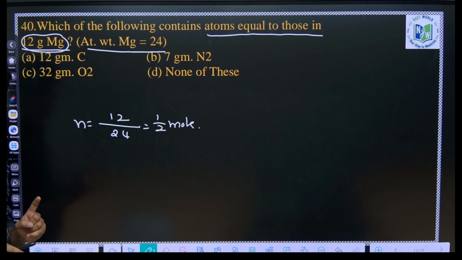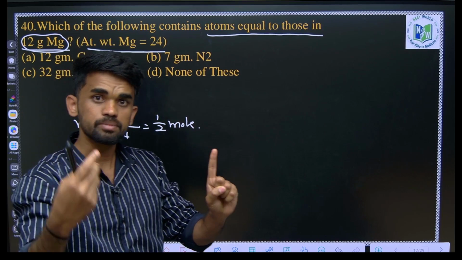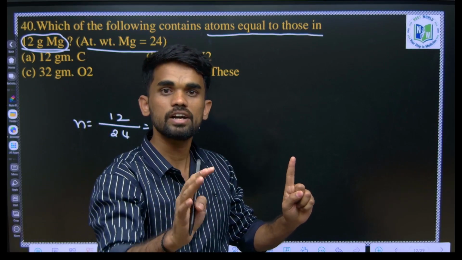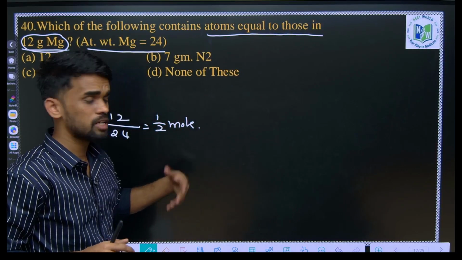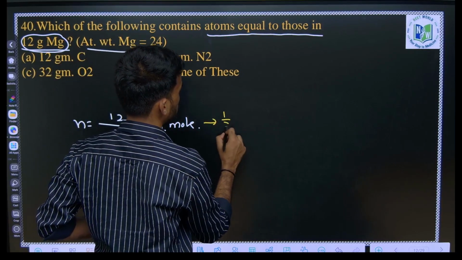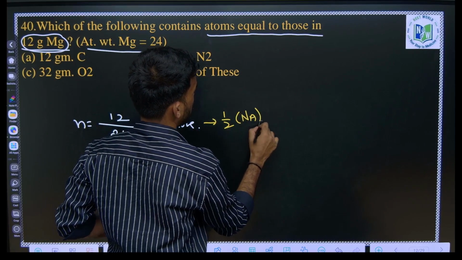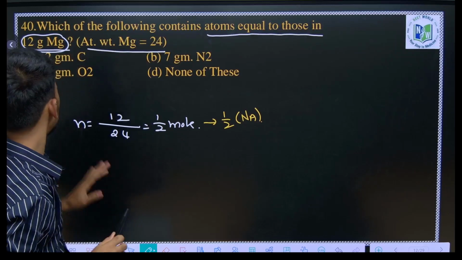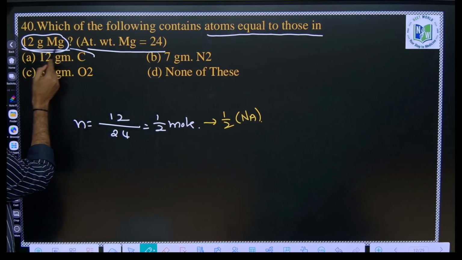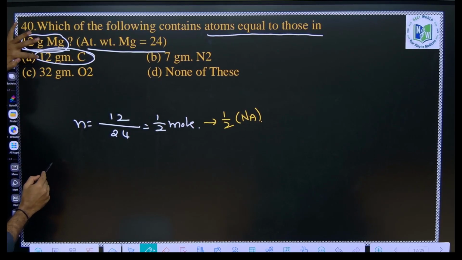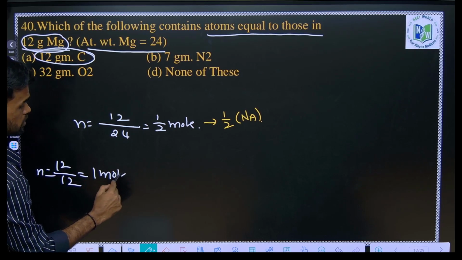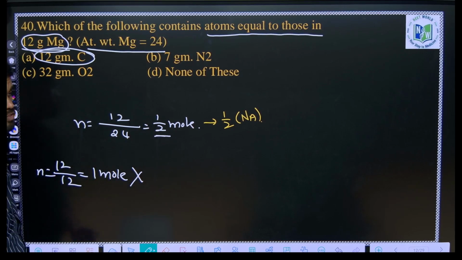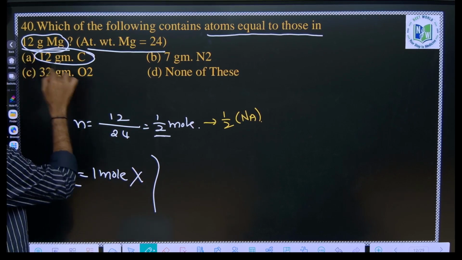We know 1 mole of any substance contains Avogadro number of particles, right? Now here it is half mole. It means half of the Avogadro number of atoms will be there. Now here it is given as 12 grams of carbon. It means 12 by 12, that will be 1 mole. So this is not the one, because it should be half mole only. So option 1 is incorrect.